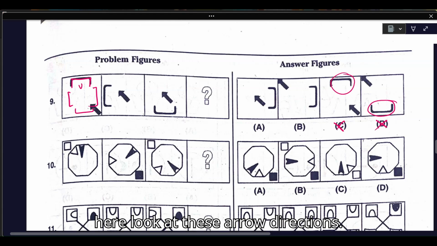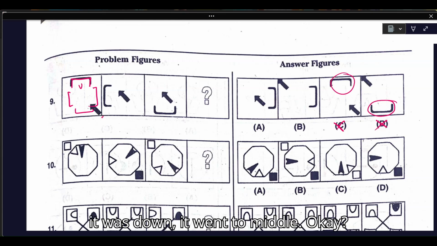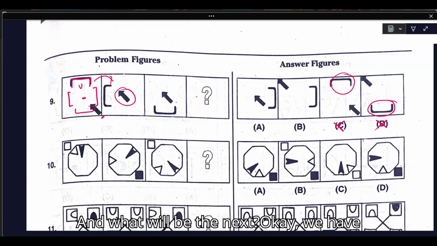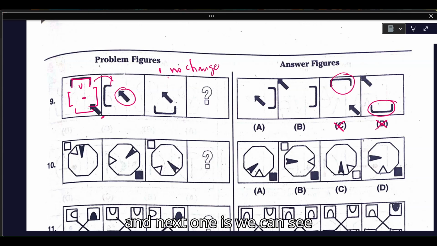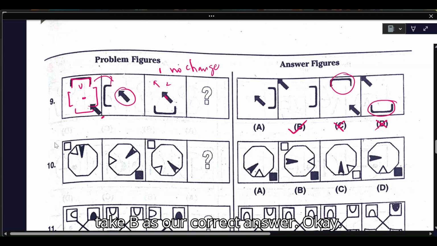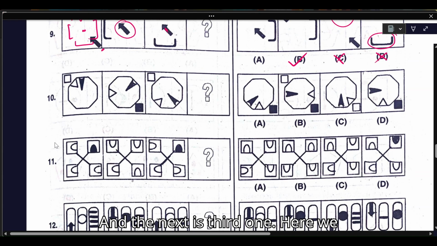Okay, and here look at these arrow directions. It was down, it went to middle. So this is what it became, and it doesn't change any position. And what will be the next? Okay, we have two options. One is no change, and the next one is we can see it will move from here to here. So where is that? We can see in B it has been moved to the topmost corner, so we can take B as our correct answer.